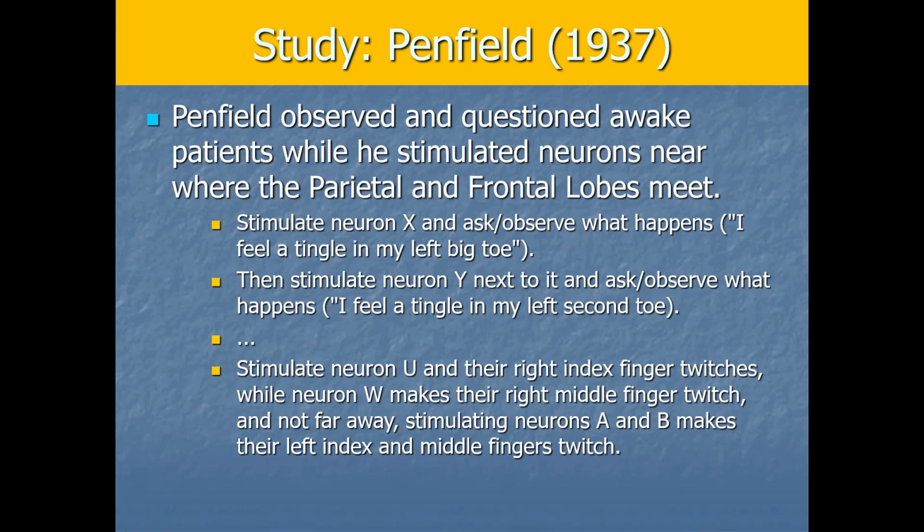And not far away, stimulating neurons A and B might make their left index and left middle fingers twitch, and so on. And the neurons that controlled movement of a given finger were all next to each other in the brain, while the neurons that controlled movements of the next finger over were in a nearby clump. But the clumps of neurons that controlled the toes were way further away in the brain, although the clump for one toe was next to the clump for another toe. And those were all near the clump for moving foot muscles and ankle movement and so on.